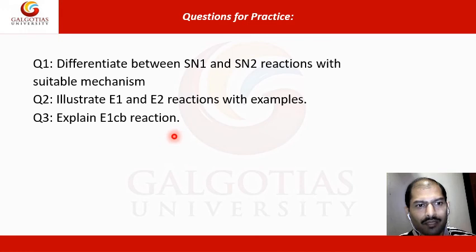So from the above discussion, a number of questions can be put up for practice. Here are a few of the questions, like how to differentiate SN1 and SN2 reactions with suitable mechanism, and also you can check with their stereochemistry, and illustrate the E1 and E2 reactions, which needs to be explained with the help of many more examples. So first you just try to understand the mechanism, and a detailed answer or notes can be asked, like on the E1cb reaction. These kinds of questions can be asked from this.